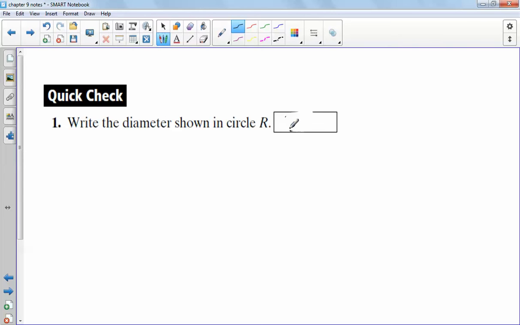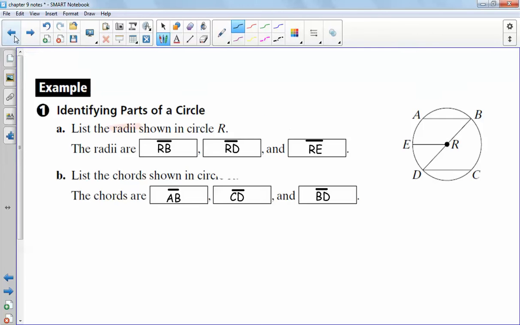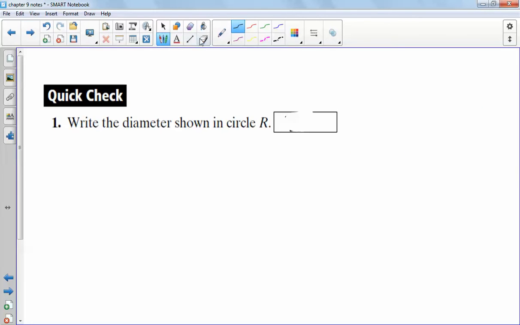The diameter, so you can hit pause and find the diameter in circle R. All right, now that we're back, we can see the diameter is line segment BD.